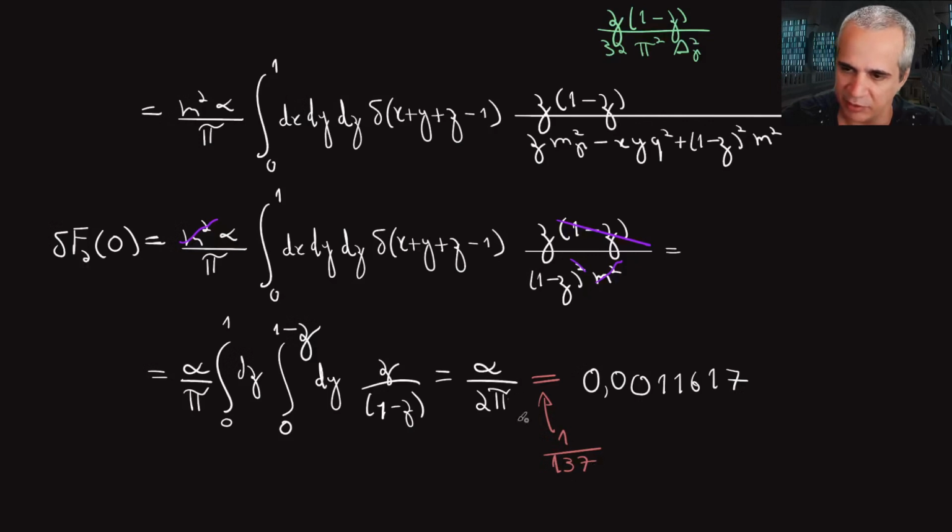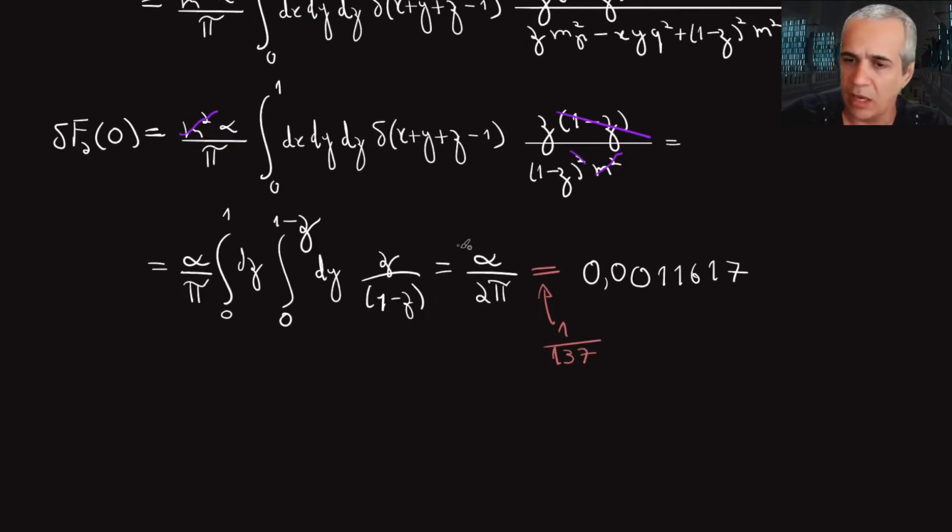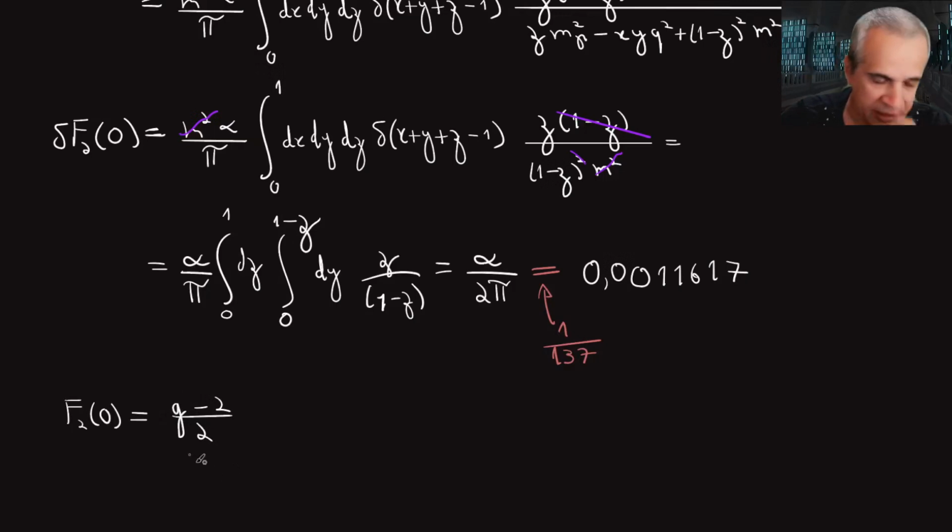And I put in a lot of numbers here, but I didn't say yet how precise we know the number of alpha. So just as a comparison, as we have seen, F2 of 0 is g minus 2 over 2, right? Where g is the magnetic moment of the electron, and then when you subtract 2, it becomes the anomalous, how much it deviates from 2.